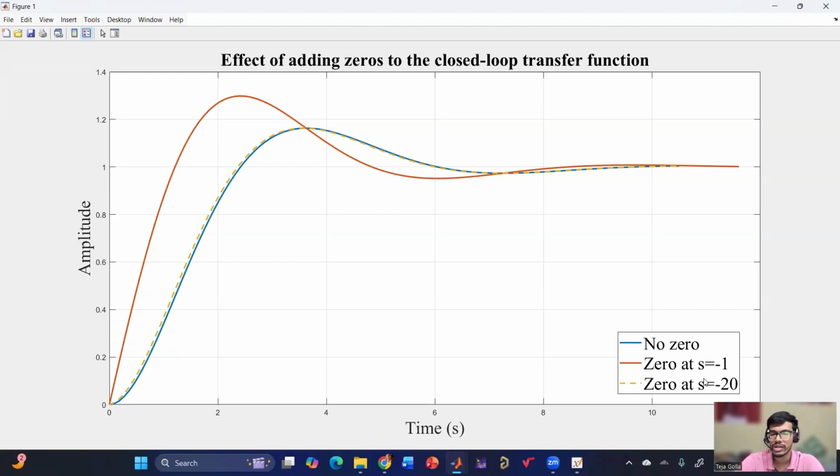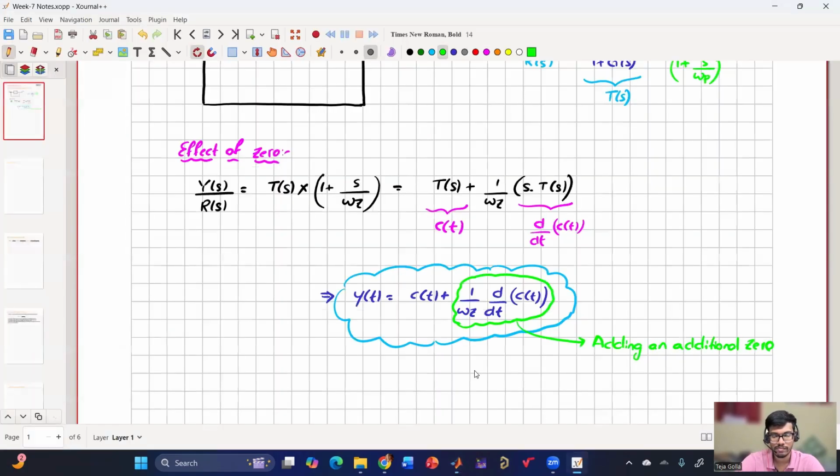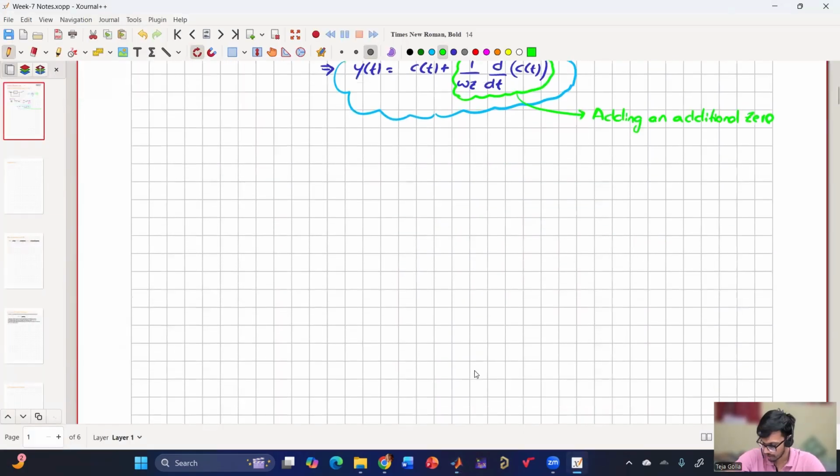And if I'm placing a zero at s equals -20, then it is more or less matching with the original transfer function, as if the zero doesn't have any effect. So the important aspect here is if we are placing any zero close to the imaginary axis, and we are talking about an LHP zero, then it is trying to fasten the response. But if I'm keeping it farther away from the imaginary axis, then it is not having any effect. So this is what we have understood. Let me quickly write it down. Is this clear, what we are trying to discuss here?